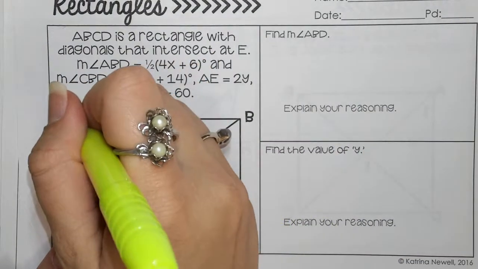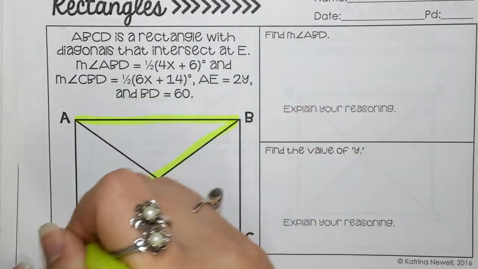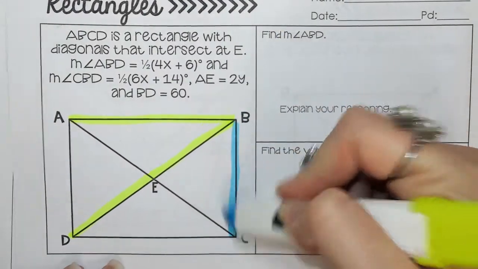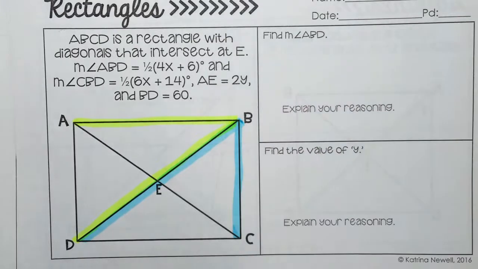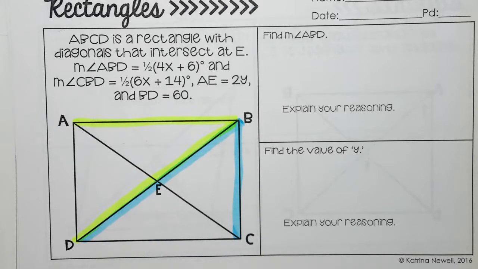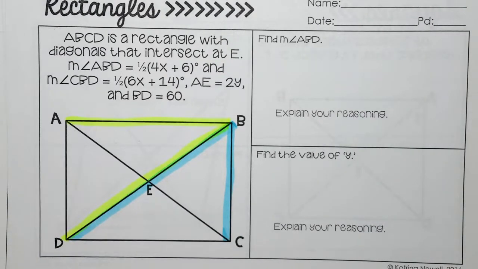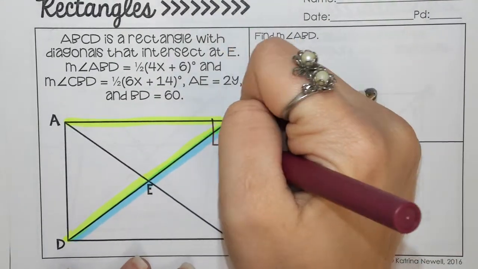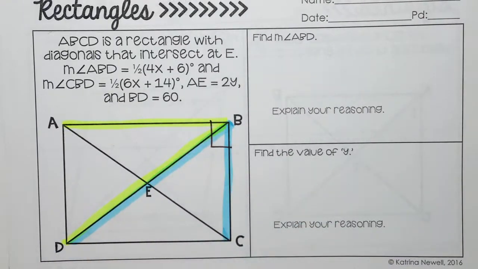But I have angle ABD and CBD. Right, we just talked about that. It's the bottom. Which one? The bottom. Okay. Now, I know what the entire angle would be? 90. It's 90. So what am I going to do with my yellow and my blue part?